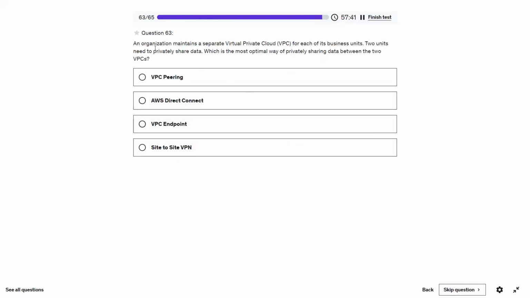Next question. An organization maintains a separate VPC for each business unit. Two business units need to privately share data. How will they connect? Using VPC peering. If one VPC connects with another VPC, we have VPC peering.